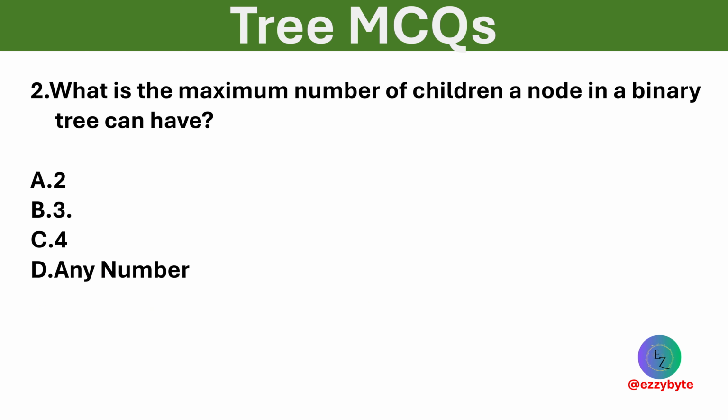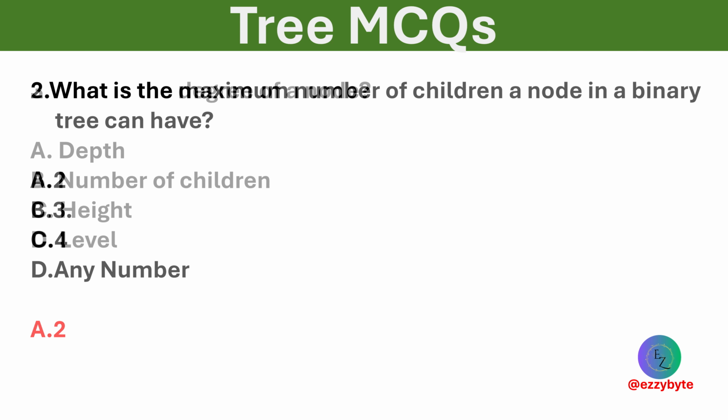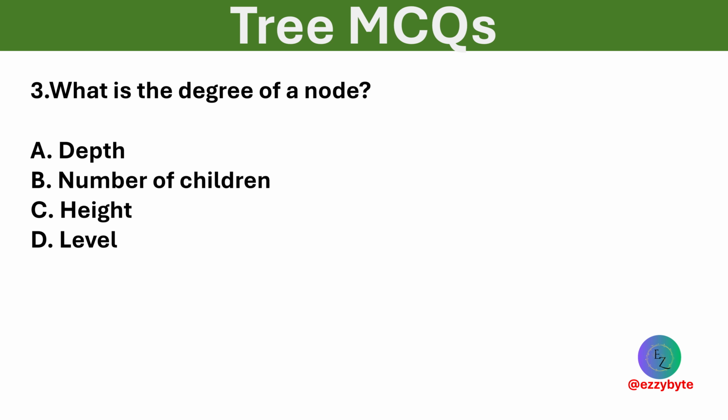What is the maximum number of children a node in a binary tree can have? Options are 2, 3, 4, and any number. Option A is correct. A binary tree node has at most 2 children, commonly referred to as the left and right child.